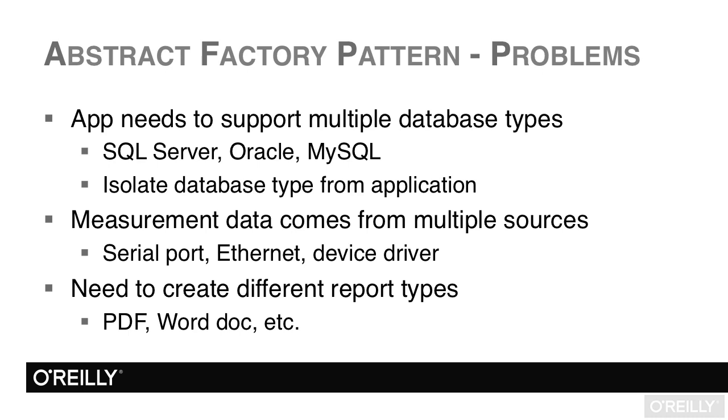Another example is we need to be able to create different report types. We might have some sort of application that exports data or graphs or charts to different kinds of documents. Now, of course, we also don't want the application to know throughout the application that it's creating a Word document or a PDF document or any of that. For the most part, we want the application to create the data that the document uses and then pass it to something that creates the document itself. So we're going to be using an abstract factory pattern to solve this problem of isolating these different types of either database types or data sources or document types from the rest of the application.